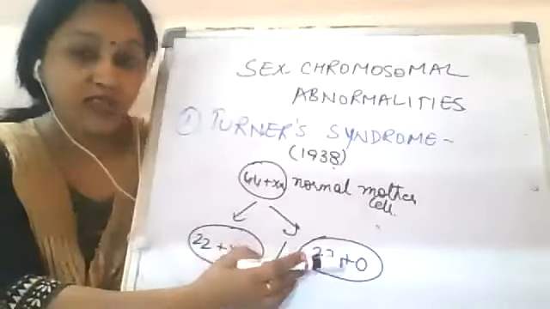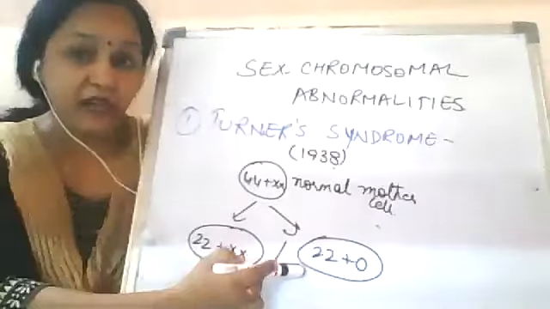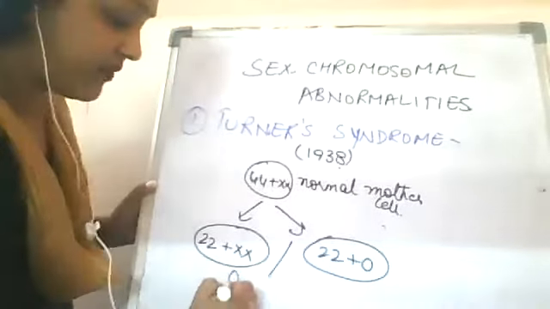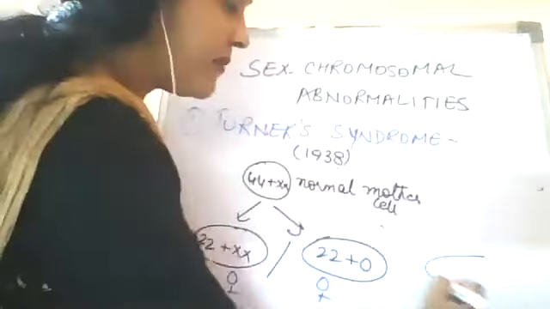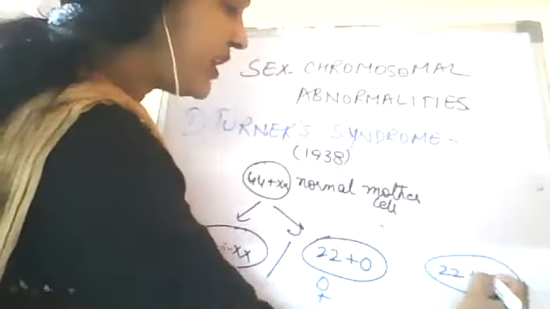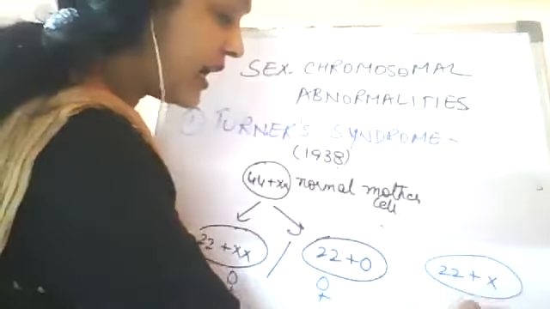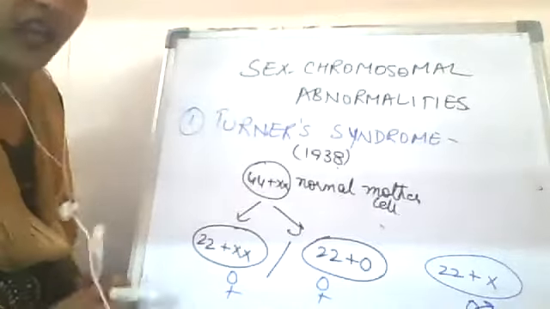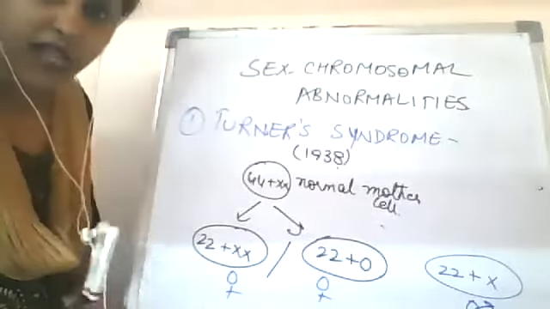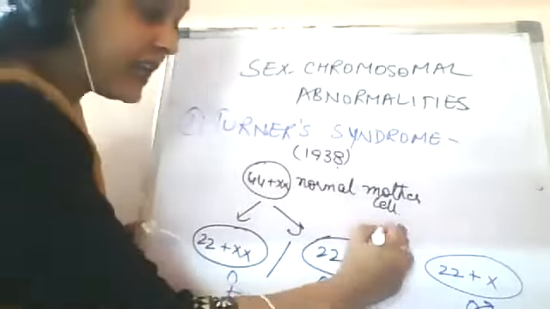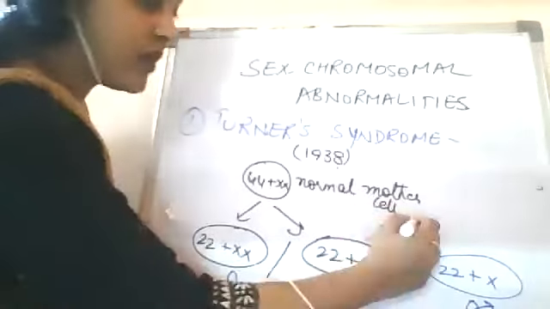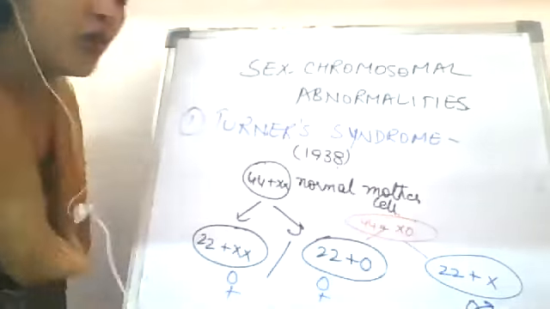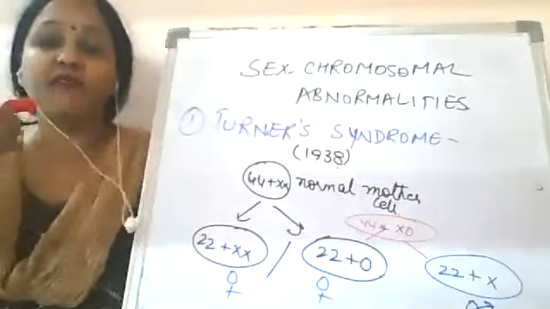Now suppose this egg fuses with another male gamete. So these are female gametes. If a male gamete comes which has 22 plus X condition, and the fusion takes place between these two gametes, then what will happen? What type of condition will be present in the child that will be formed? 44 plus X0, or 44 plus only 1X.